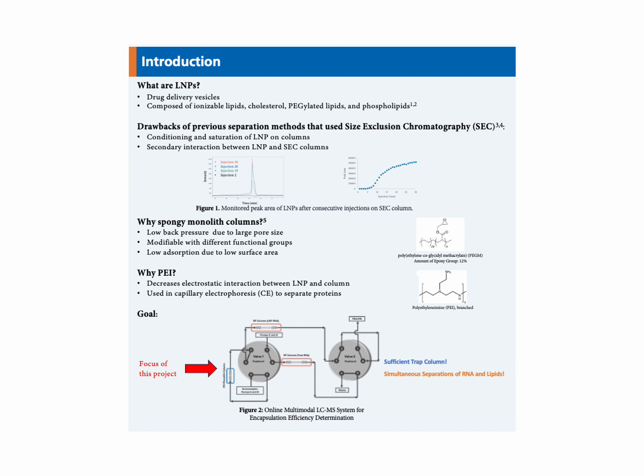In Figure 1, we monitored the peak area of LNP after each consecutive injection onto SEC column, and the peak areas can be seen to increase after each injection. We found an alternative to combat these shortcomings: spongy monoliths.